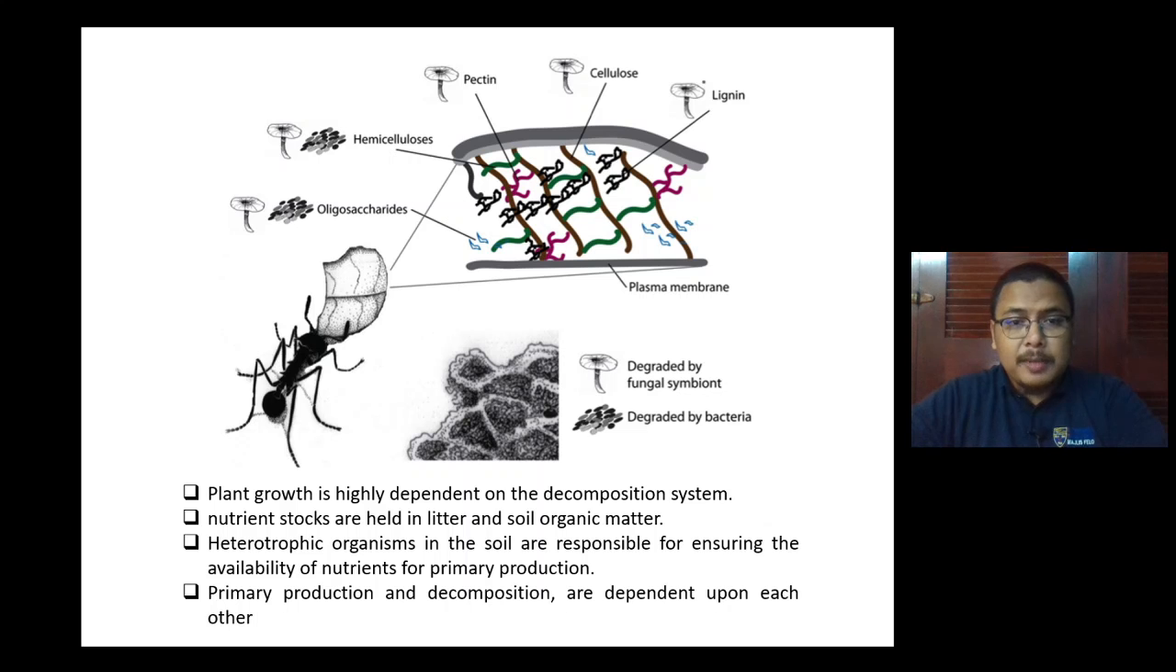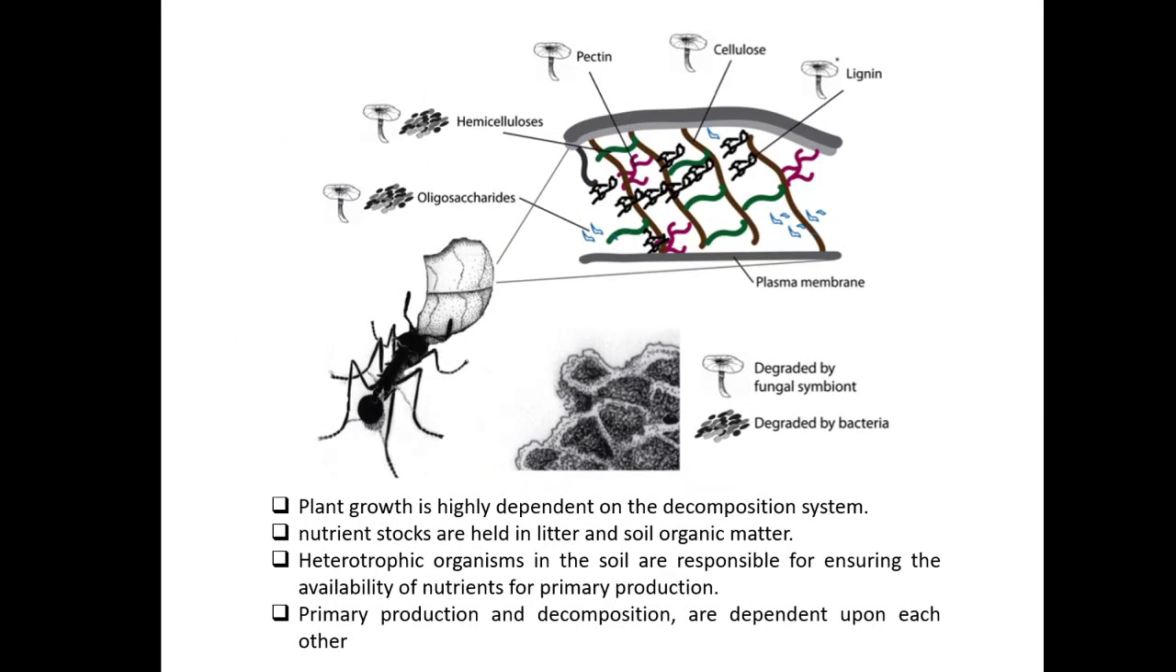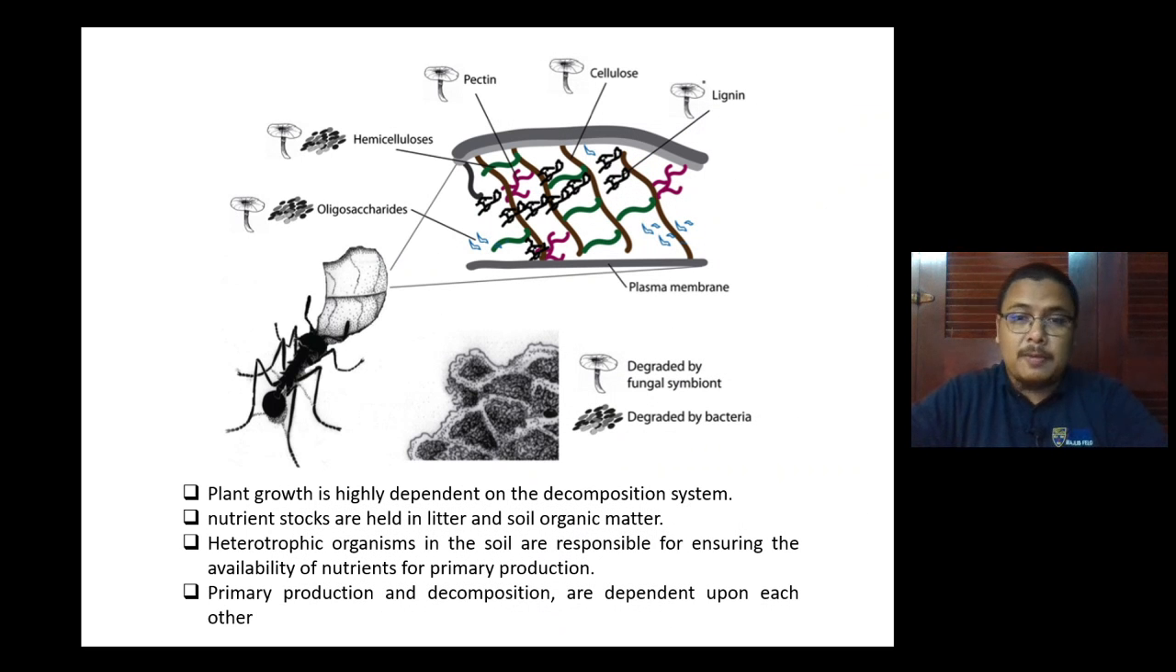Terrestrial plant growth is highly dependent on the decomposition system, particularly in oligotrophic soil where nutrient stocks are held in litter and soil organic matter rather than in mineral soil. At the same time, heterotrophic organisms in the soil are ultimately responsible for ensuring the availability of nutrients for primary production. Thus, the two subsystems, primary production and decomposition, depend upon each other.